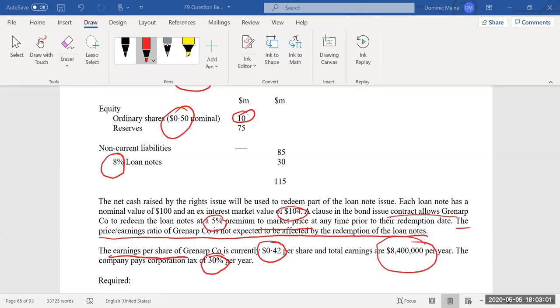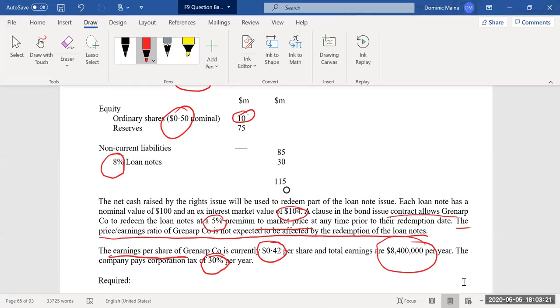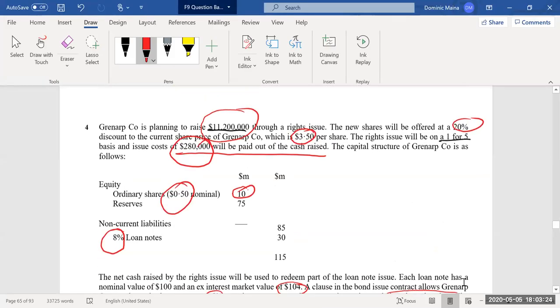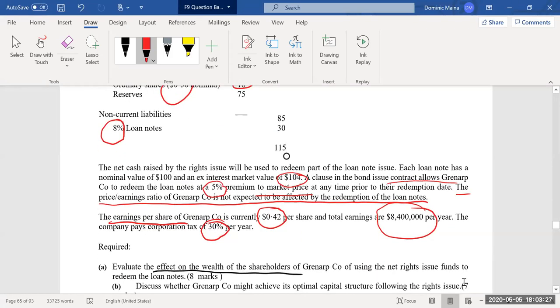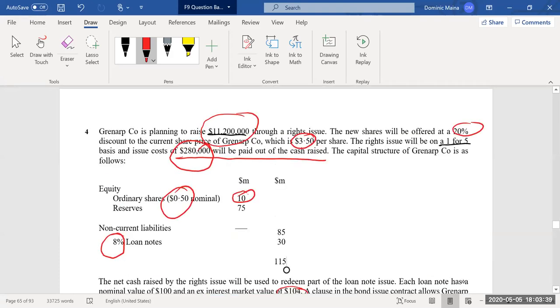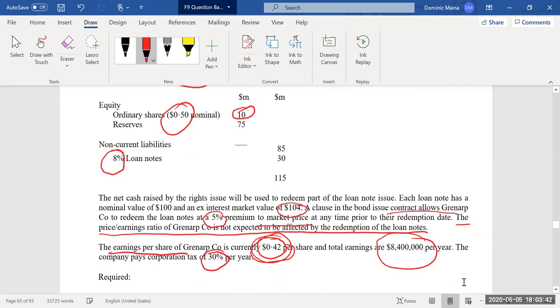The price to earnings ratio for this company is the MPS, the market price per share, divided by the earnings per share. Currently, the MPS is 3.5, hope you still remember. We divide by the earnings per share, which is from our question. There's a current price and earnings per share: the current earnings per share is 0.42. We divide the current share price of this company, 3.5, by 0.42.